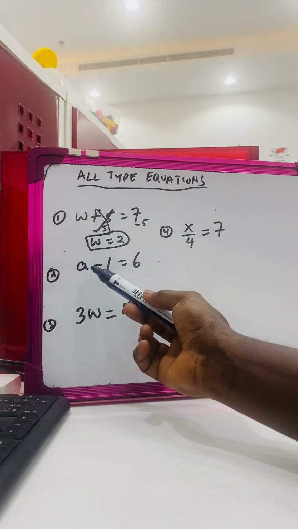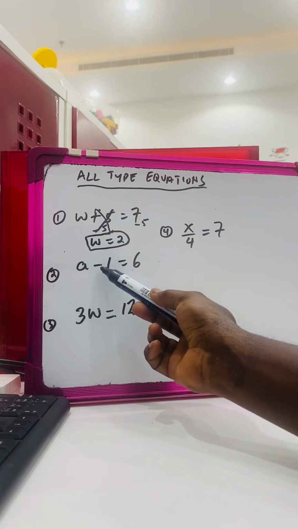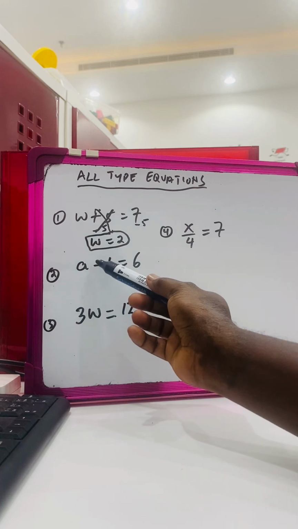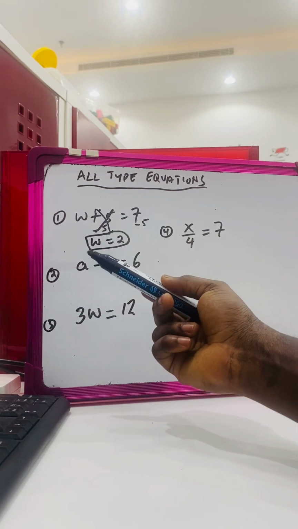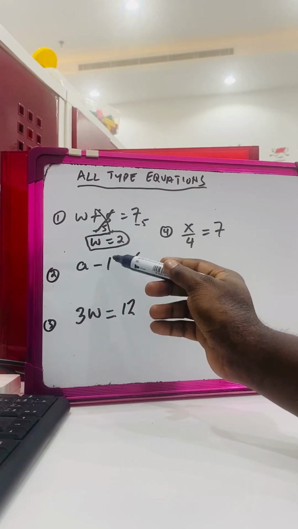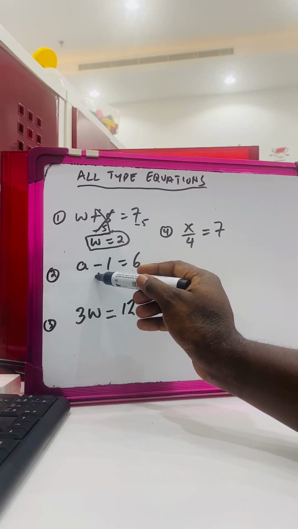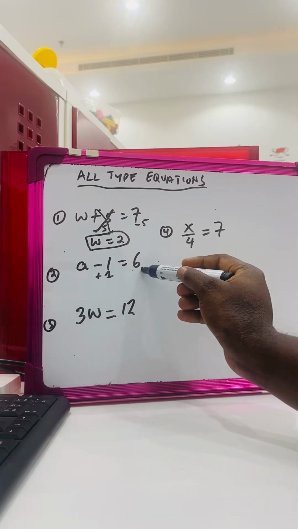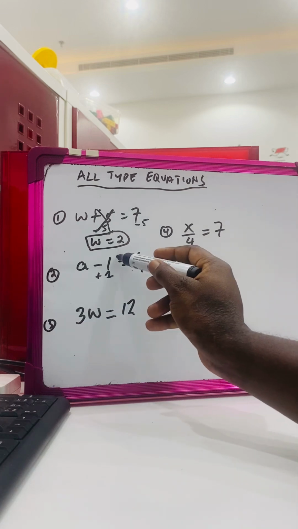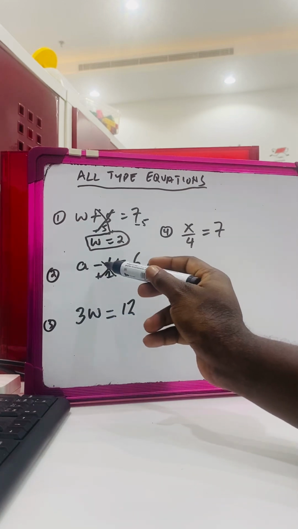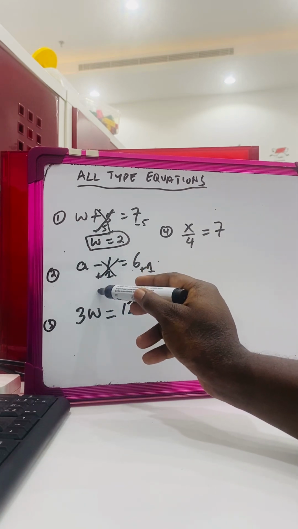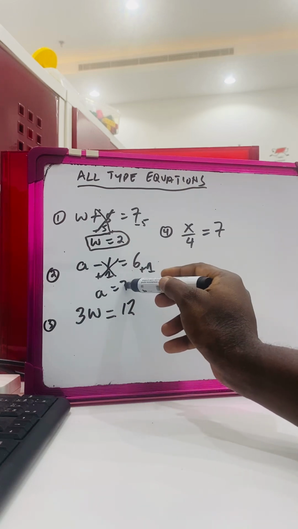The second equation has A minus 1 equals 6. So because this is minus, I would have to do the opposite again. Opposite of subtraction is addition. So I have to do plus 1 on my left and plus 1 to my right. Then this goes off because negative 1 plus 1 is 0. So I have A equals 6 plus 1, 7.